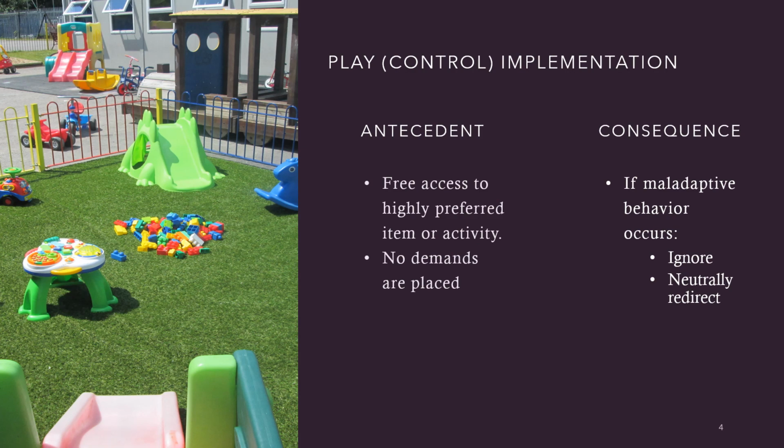The first implementation that we will discuss is play or control. The antecedent for this, when you are implementing this, is free access to highly preferred items. For example, you may have toys, puzzles, sensory activities, and other things around that are highly preferred by the learner or the client. Since preferred items are available, it is expected for maladaptive behaviors to occur less.